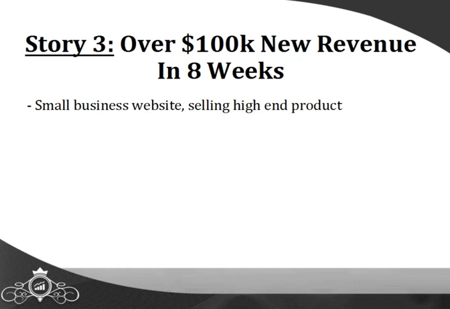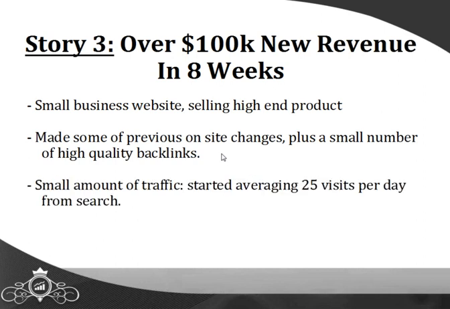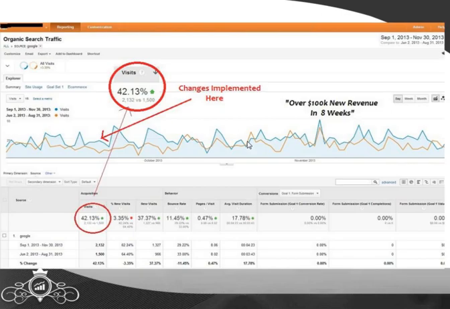So this website, in order to achieve this result, made some of the previous on-site changes, fixing some of those mistakes that we talked about, and it also built a small number of high-quality backlinks. We're going to talk about that shortly as well. This site started with a small amount of traffic. In the beginning, it was averaging 25 visitors per day, and that's all.